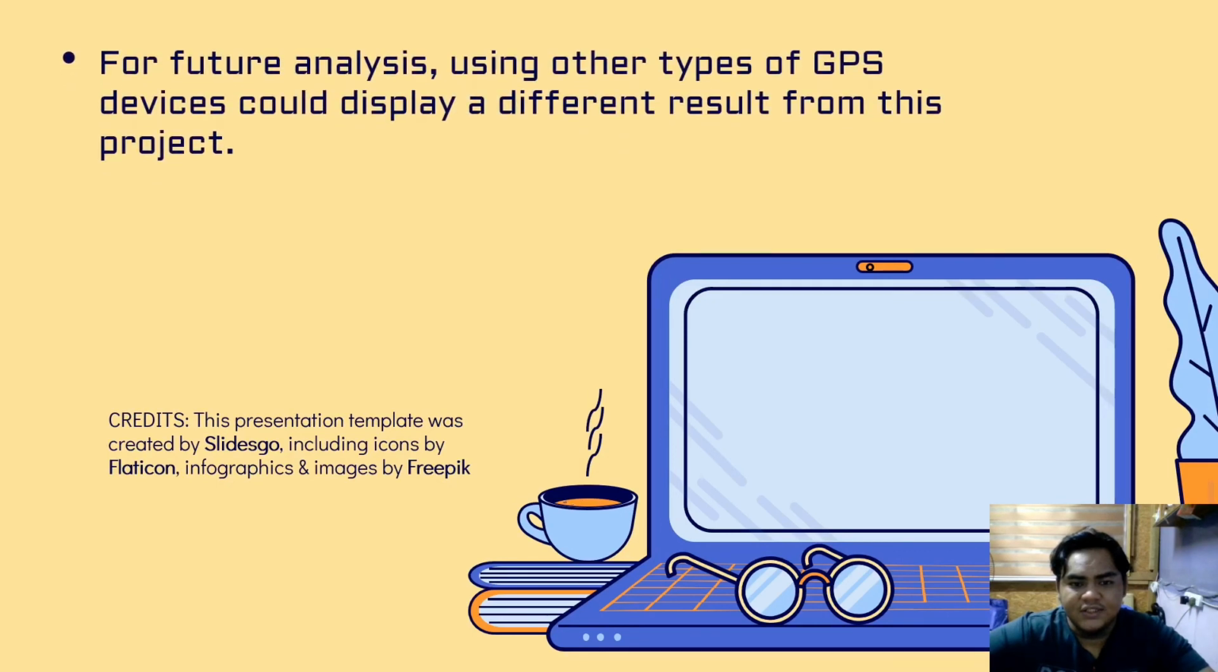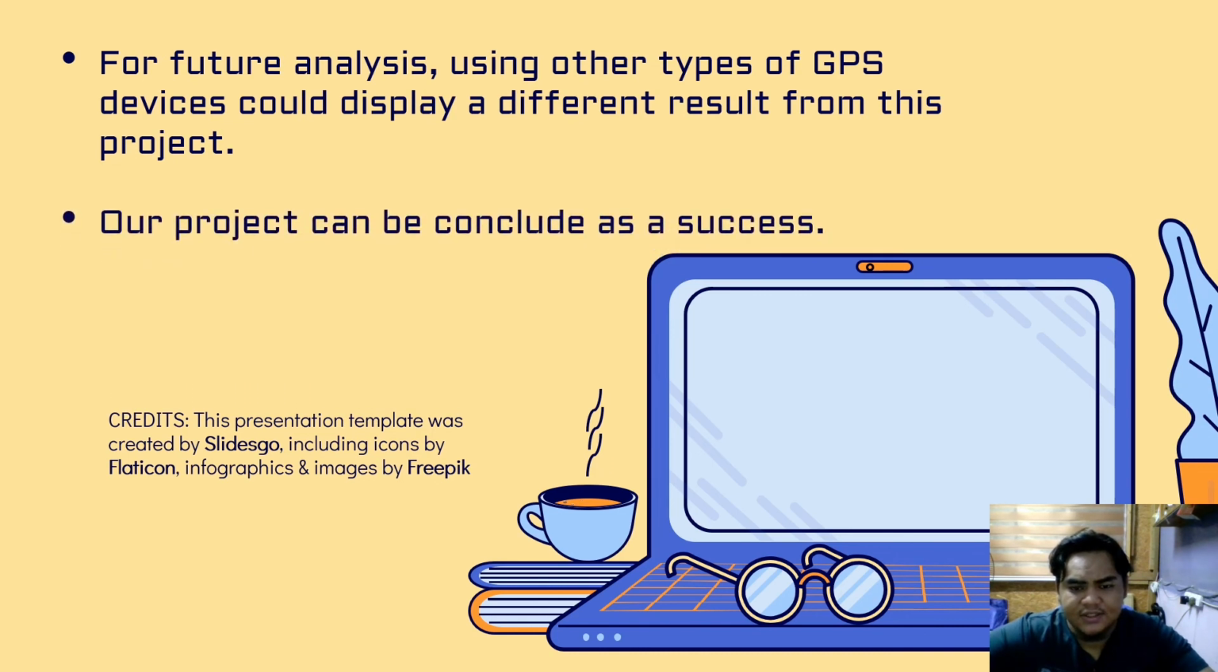For future analysts, using other types of GPS devices could display different results from this project. Our project can be concluded as a success. Our objectives were achieved.